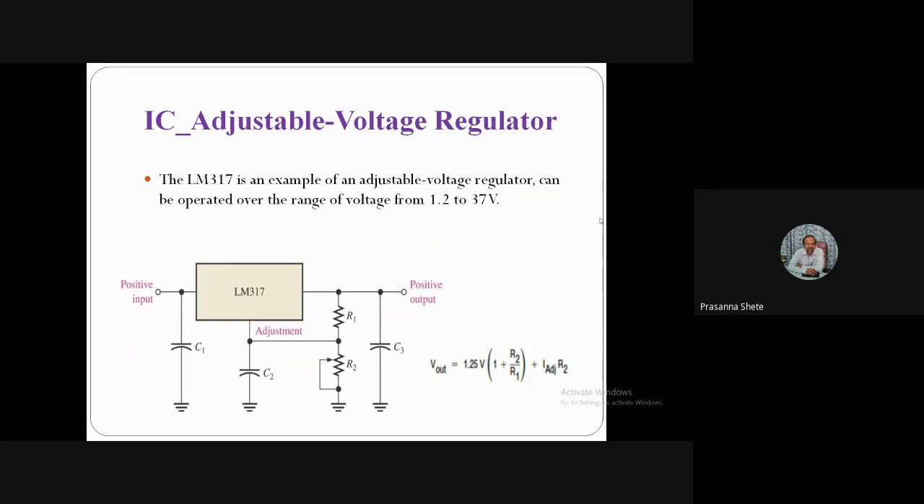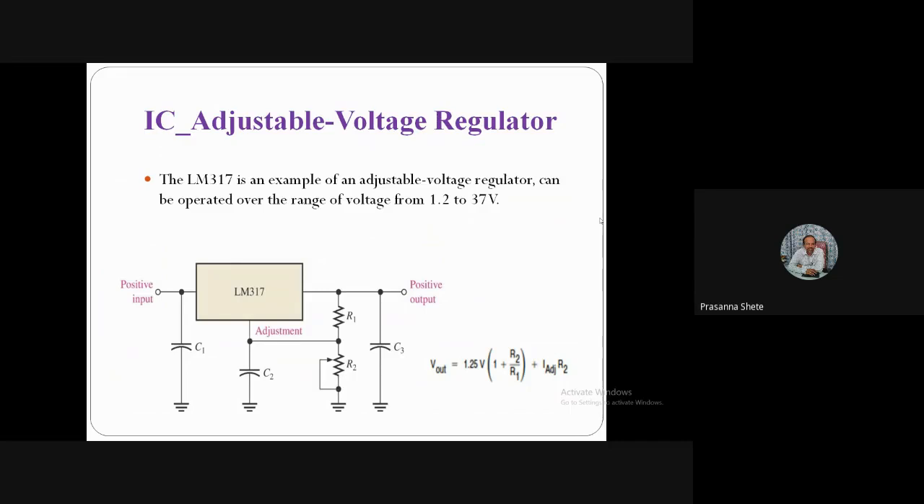The advantage of an adjustable voltage regulator is that we can vary the output range from 1.2 volts to 37 volts. Now students, you should have a question in your mind: why is it not from 0 volts to 37 volts? Why is it 1.2 volts? Because the voltage drop between the input and output terminal is always to be taken into consideration to conduct that particular element.